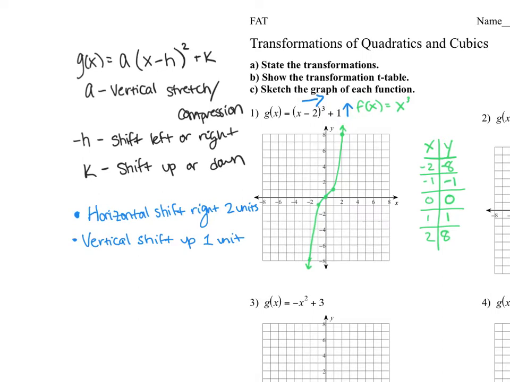Whenever we're doing something horizontal or shifting left or right, it's always going to be a little tricky because it's going the opposite way of what we think. From here, you can count from the dots that we've already listed for our parent function, or you can use a transformation table. For our transformation table, the horizontal stuff deals with our x values, and the vertical stuff deals with our y values. Or you can think of it that h deals with x, and a and k deal with y.